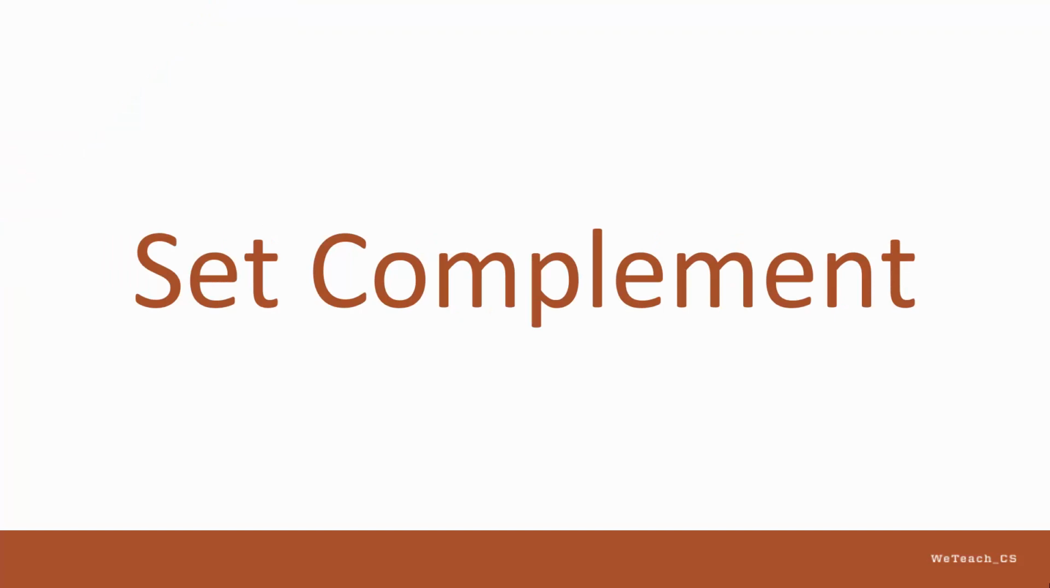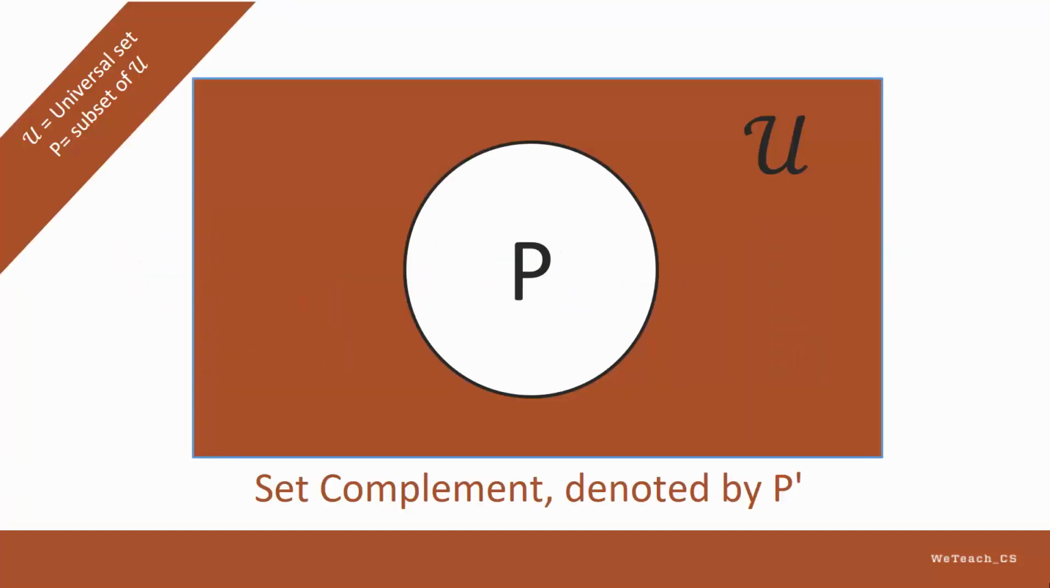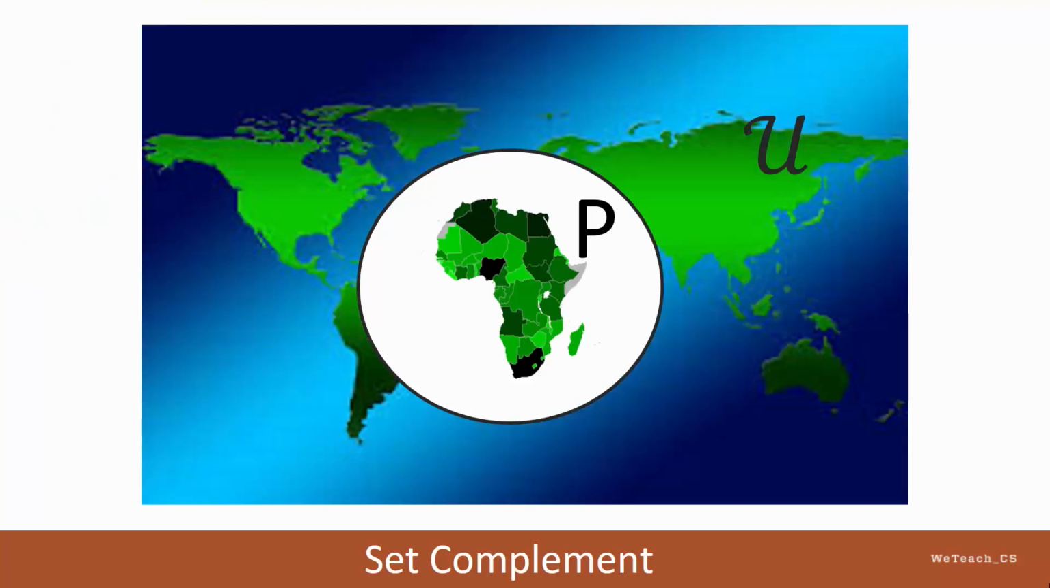Now, let us talk about complement set. This U shaded orange represents the universal set, which is usually drawn as a rectangle. The universal set contains all the elements under consideration. For example, a universal set of people will be the total number of people all over the world. A set of people from Africa will be a subset of the universal set.